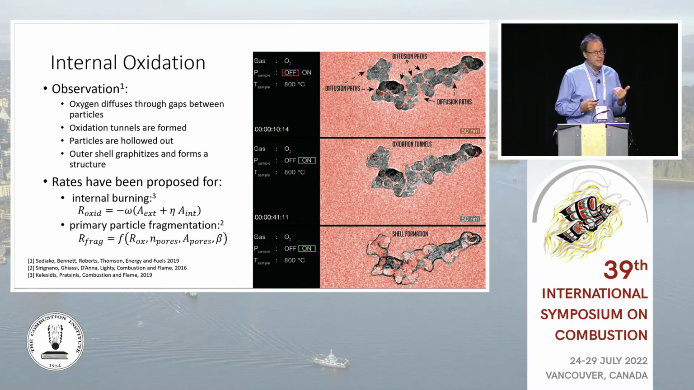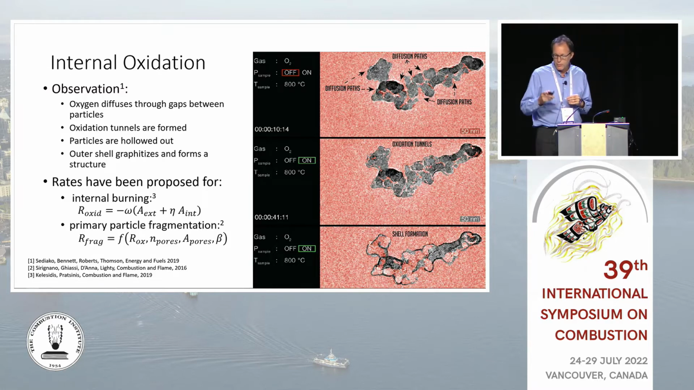Another thing that can happen is internal oxidation. On the right here, we see the environmental TEM image of internal burning. Oxygen diffuses in, and then, in the middle image, you get oxidation tunnels coming in, and then eventually internal burning, and you have a shell formation. Obviously this is, again, a challenge to soot modeling, because often we look at oxidation as happening only on the outside. That's very common in soot modeling. But people have addressed this.